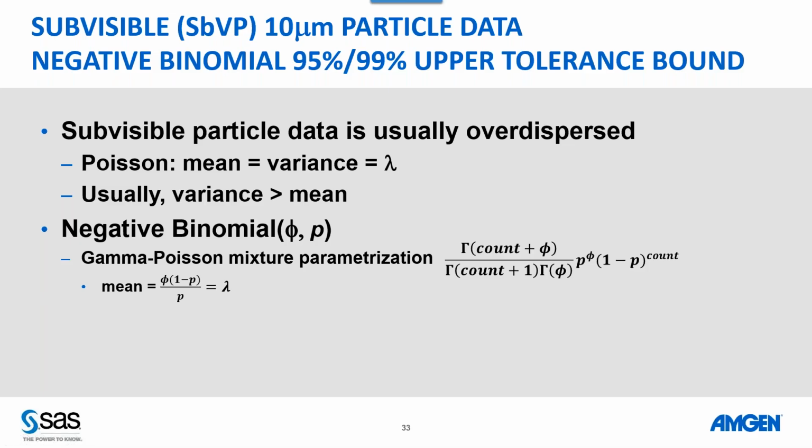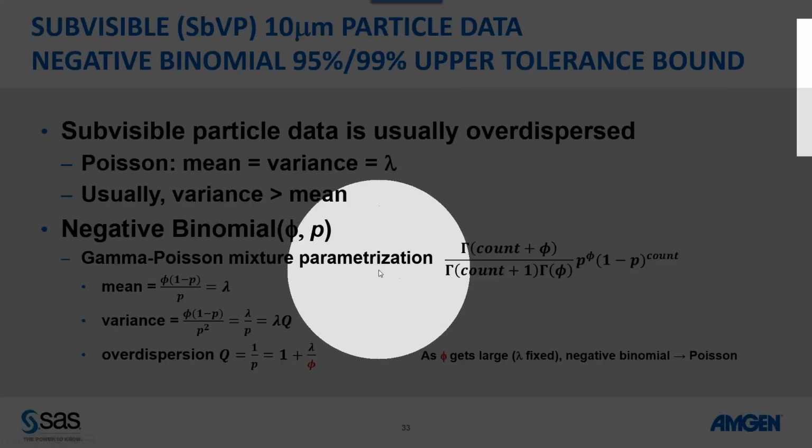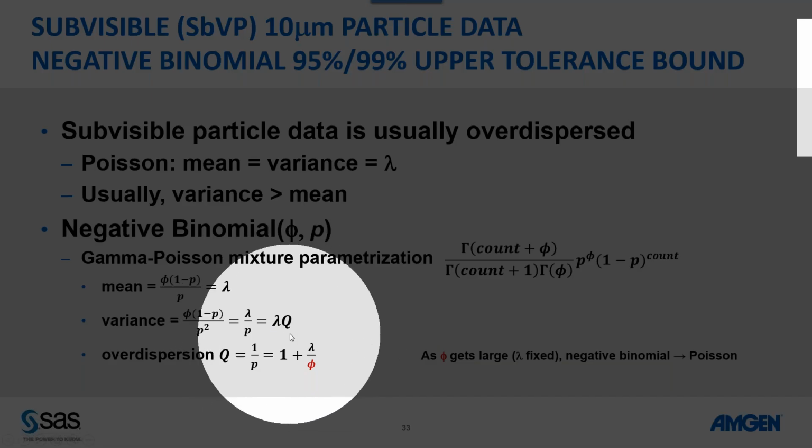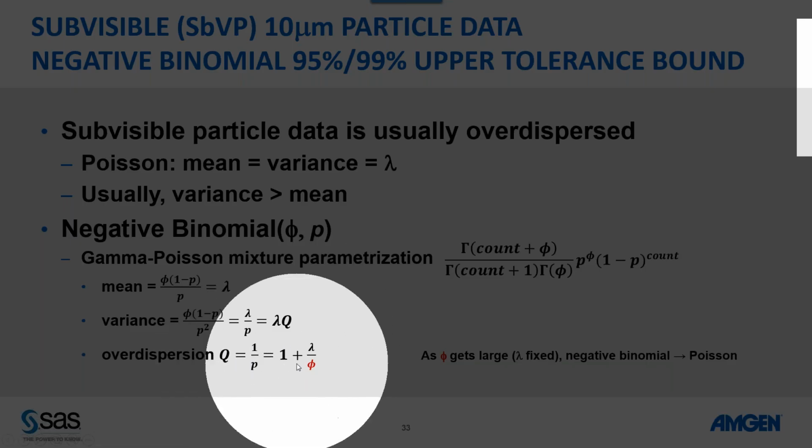But in this parameterization, your mean can be written like that, and that's lambda. And now your variance can be written like that. So you can write the variance as lambda times q. Remember, in a Poisson, the mean and the variance are the same, they're lambda. In the negative binomial, your variance is greater than the one in the Poisson, and that's the q. The q is called the overdispersion, and it's 1 over p. You can write it like this.